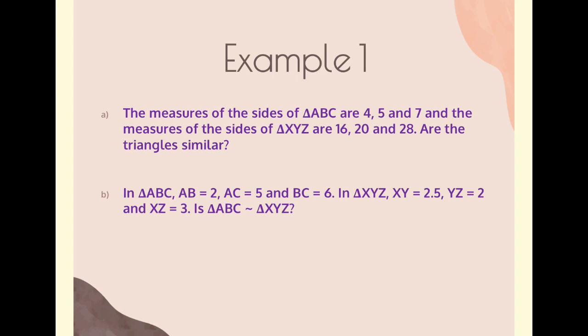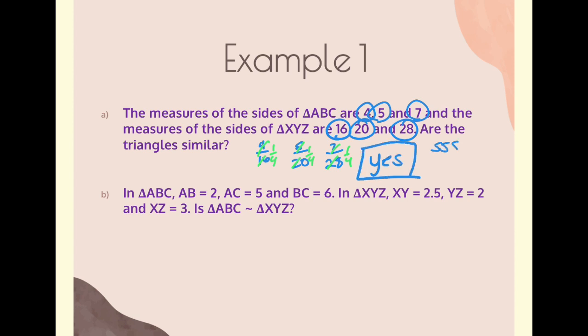A says the measures of the sides of triangle ABC are 4, 5, and 7, and the measures of the sides of XYZ are 16, 20, and 28. Are the triangles similar? So in order to do this, you have to line them up. You don't actually have to draw this out because you can match them up by their measurement. 4 is the smallest of the first, 16 is the smallest of the second. So 4 over 16, 5 is the middle, and 20 is the middle, 5 over 20, and 7 and 28 are the biggest in each, 7 to 28. If I simplify all of these, they reduce to 1/4, 1/4, and 1/4. So the answer would be yes. If it asked why, my answer would be side, side, side similarity.